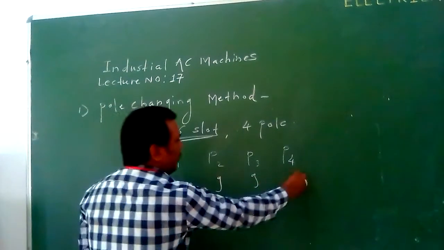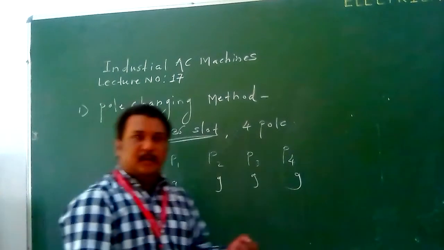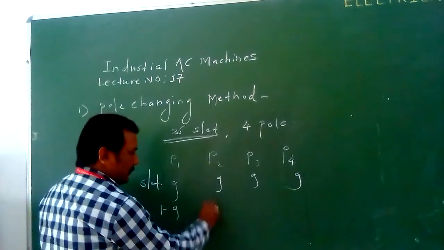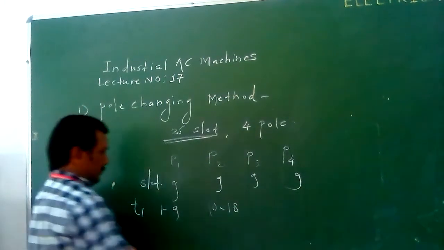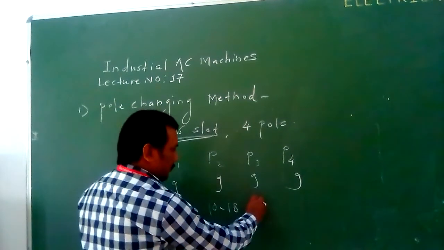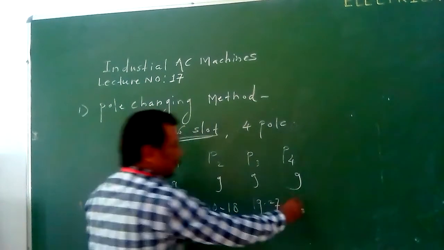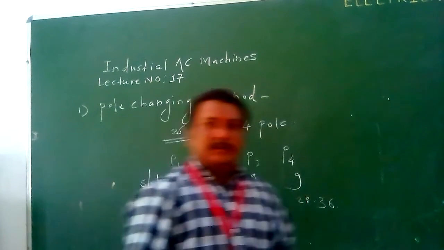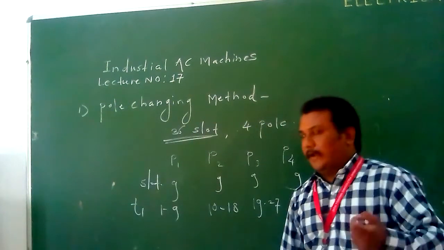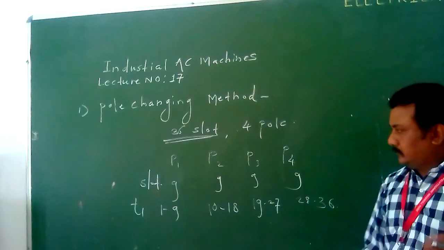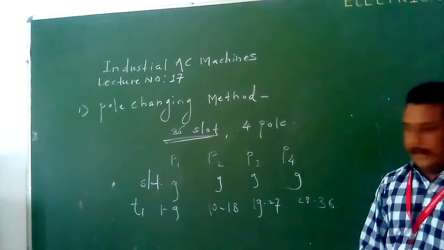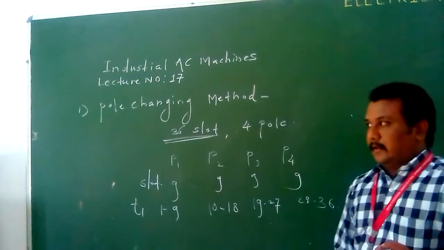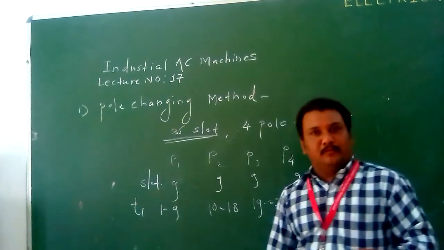9, 9, 9, 9. At instant T1 the poles occupy slots 1 to 9, then 10 to 18, then 19 to 27 and 28 to 36. This is the slot distribution of the poles whenever we give supply to the stator winding. But according to the nature of the frequency, these poles are imaginary, changing from time to time.